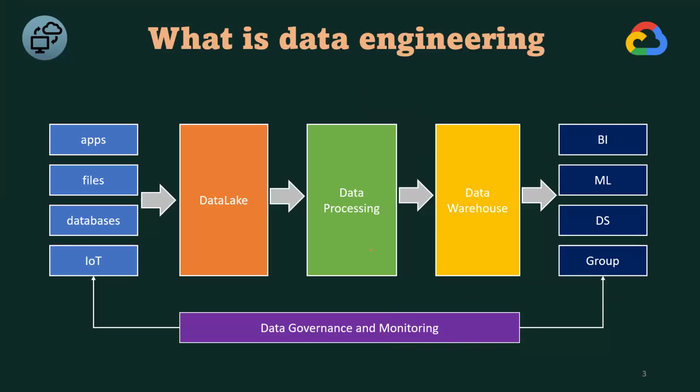So you have the data sources, and you have the data sink, which is nothing but a destination, or downstream. This is upstream, this is downstream. Upstream are the application team, or a file format team, or a database team, or IoT team, or an ingestion team, whatever you can call it. And you will have the data lake, data processing layer, data warehouse layer, and a data governance layer. All of these things are there.